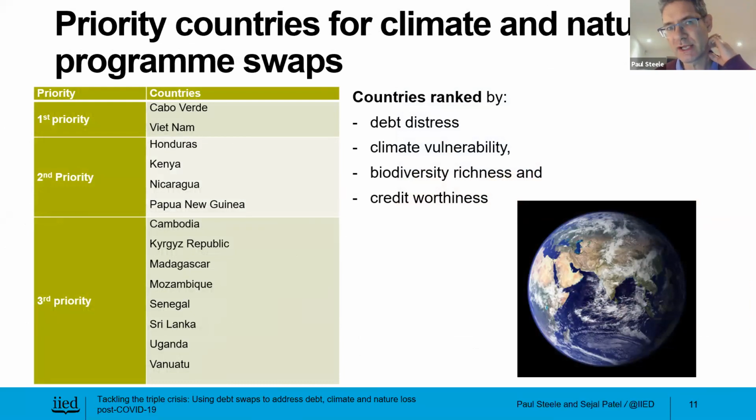Then in our paper, we set up the priority countries for climate and nature program swaps by ranking countries according to their debt distress, their climate vulnerability, their biodiversity richness, and their creditworthiness. And we come up with a first priority of Cape Verde and Vietnam. Second priority, Honduras, Kenya, Nicaragua, Papua New Guinea. And third priority, you can see a list of countries there. But basically, the list of priority countries spans both least developed countries and middle-income countries, spans Latin America, Asia, and Africa, and also spans small island developing states and much larger countries.